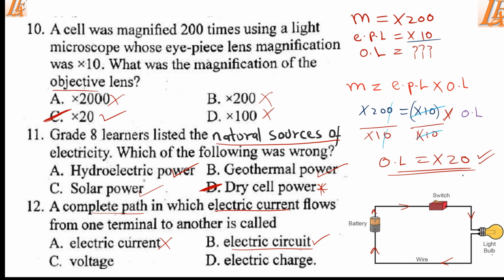Then C, voltage. This one is wrong. And then D, electric charge. No, this is a property of charges, either positive or negative. This one is also wrong. So the correct answer, a path in which electric current flows from one terminal to another, is called an electric circuit. And an example of an electric circuit is the one that I've shown here on the screen.